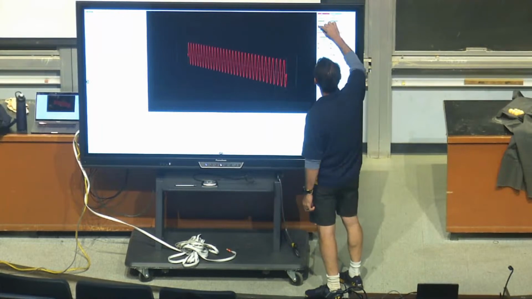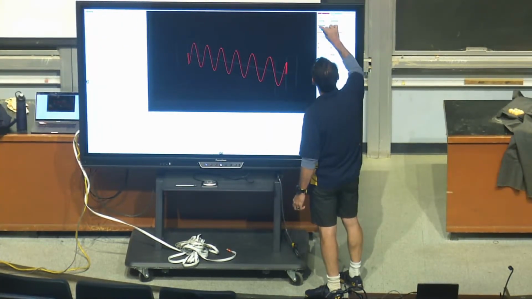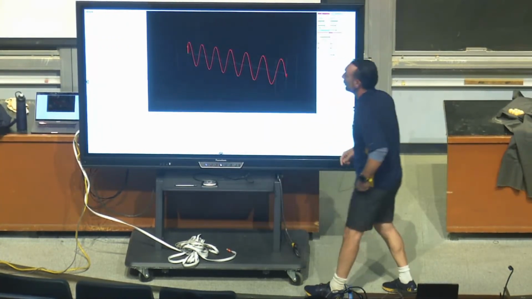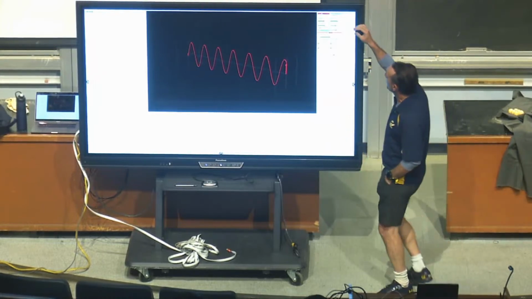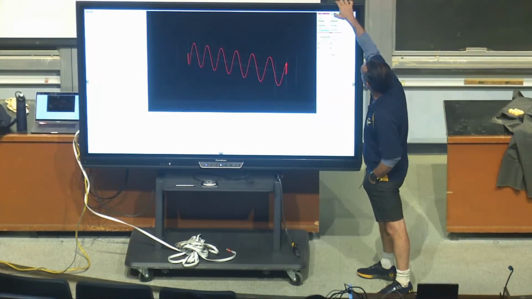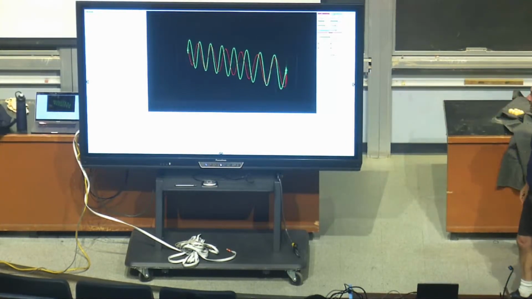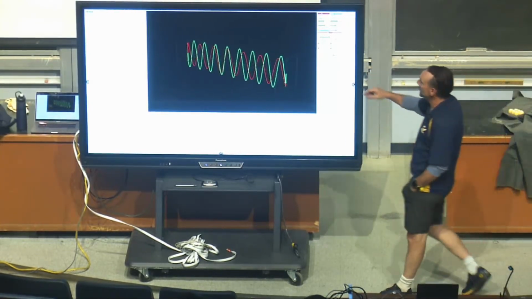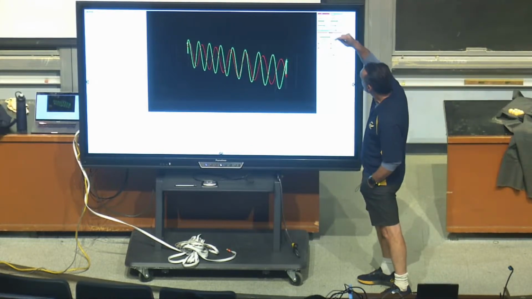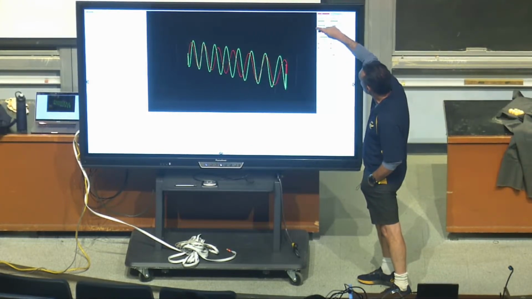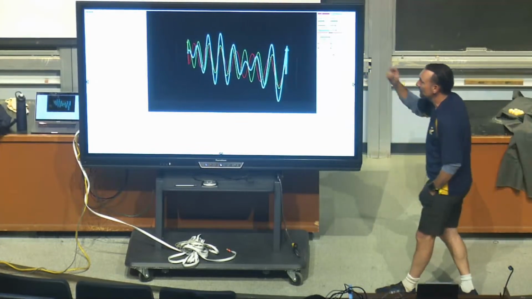We said we could add them together. So here's a wave. Let's bring another wave, a green wave, on top of that. So there are two traveling waves going in the same direction. And if I add them, I can put the sum of wave 1 and wave 2 up there. That's the blue line.